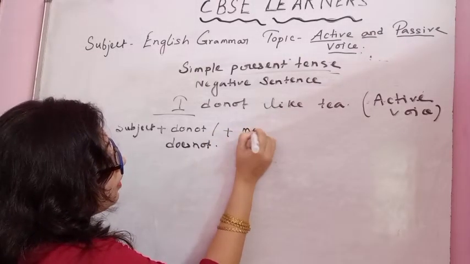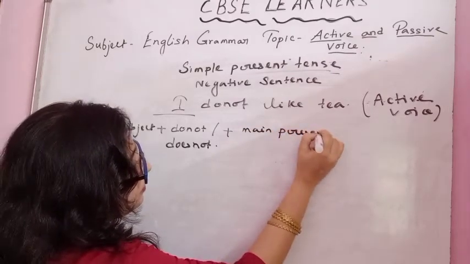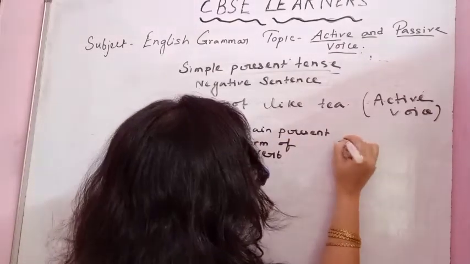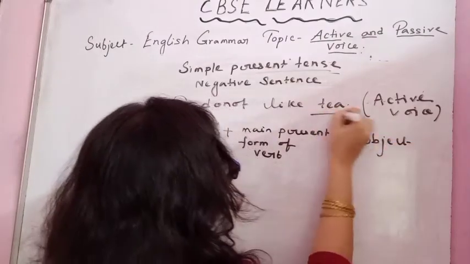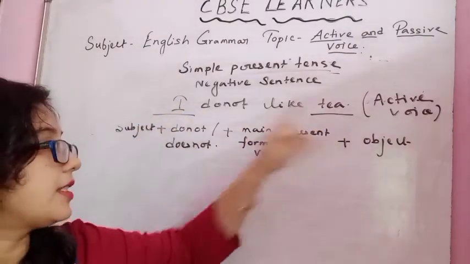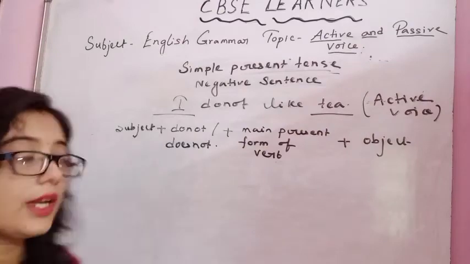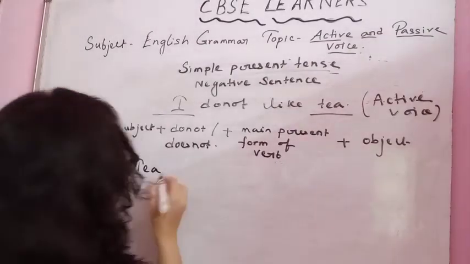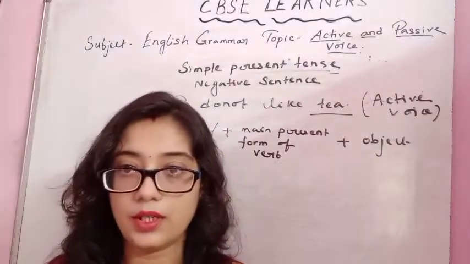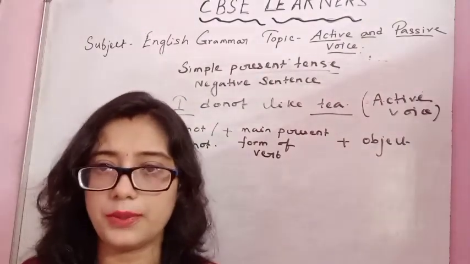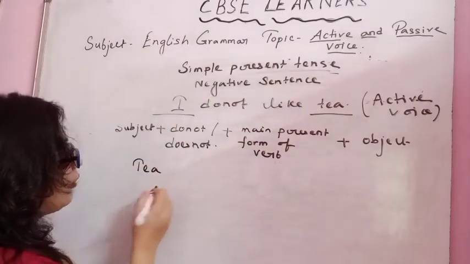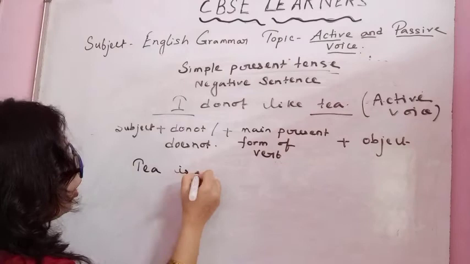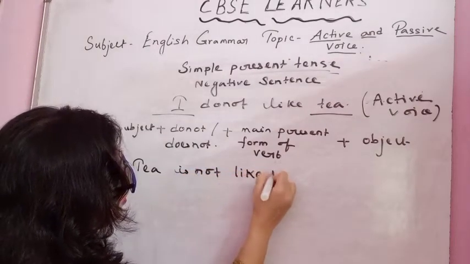This is the present form of the verb, plus object. Which is the object? Tea is the object. Here the subject is I, the object is tea. Now, in the case of passive voice, how do we convert? We first take the object, which is tea. Tea is in the third person singular, or you can say it is singular, not a person, because it is uncountable. So: tea is not liked by me.